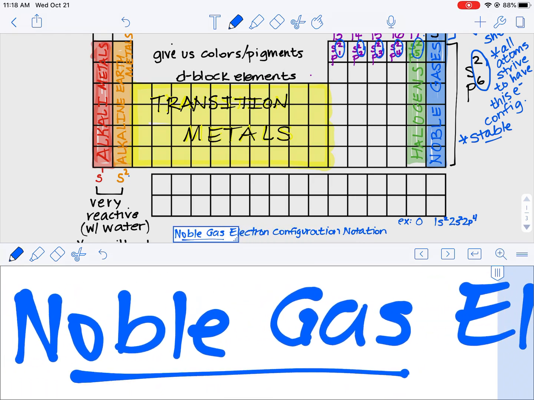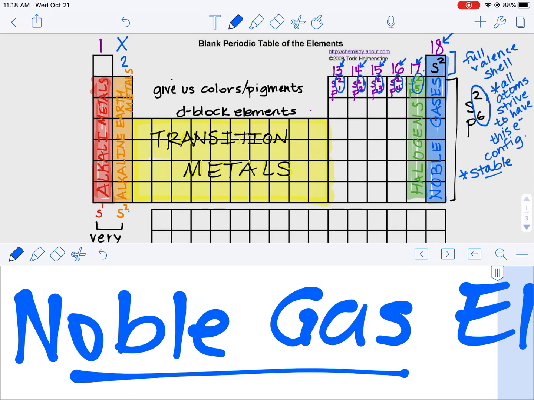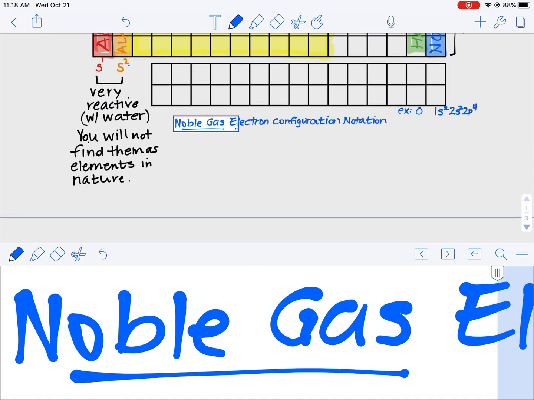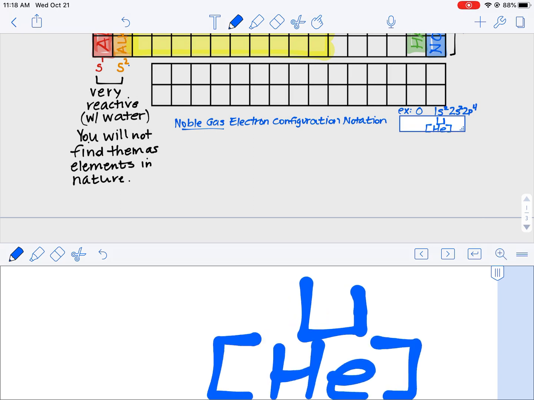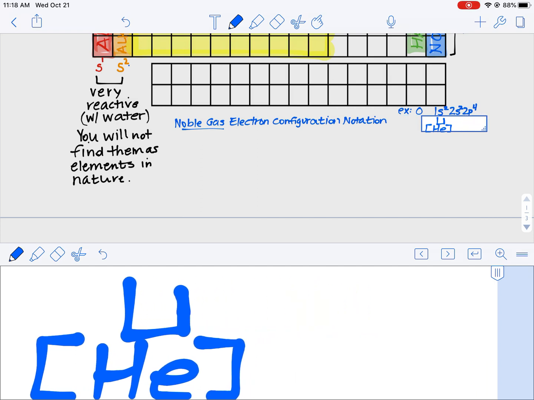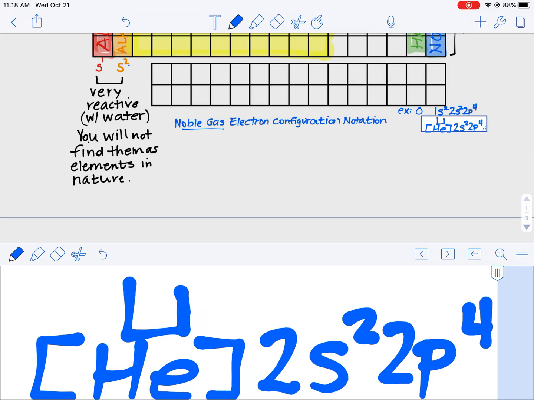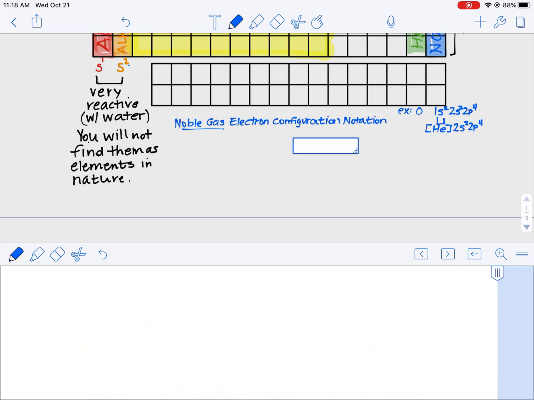Noble gas electron configuration implies that somewhere hidden in there is the electron configuration for a noble gas. Well, looking at my noble gases, helium is 1s2. This part here comes from helium. So if I put helium in brackets and then follow it up with the remainder of what the electron configuration looks like for oxygen, that's another way to write oxygen's electron configuration.